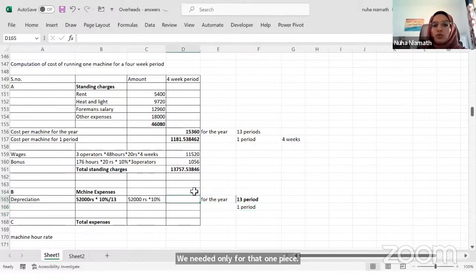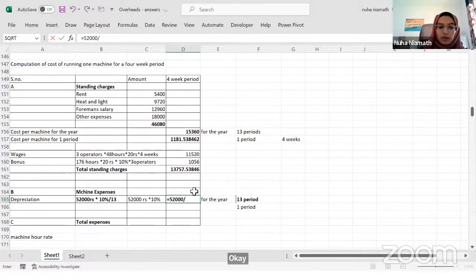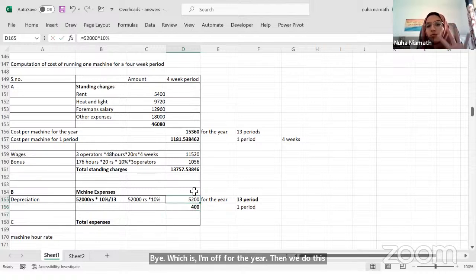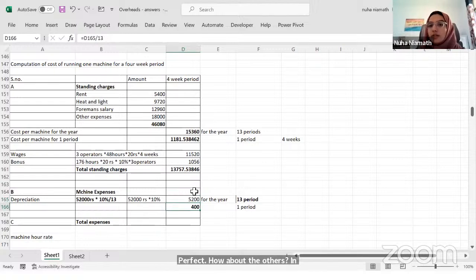So we will do 52,000 into 10%, which is the amount for the year. Then we do this divided by 13, which will give us for the 4-week period. Perfect, Amal Krishna. How about the others? Is this concept clear now about how we're dividing by 13? Clear, that's great. How about the others?